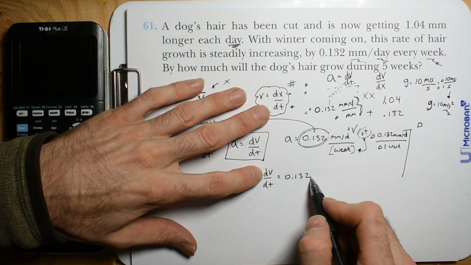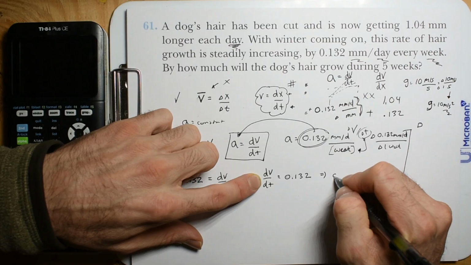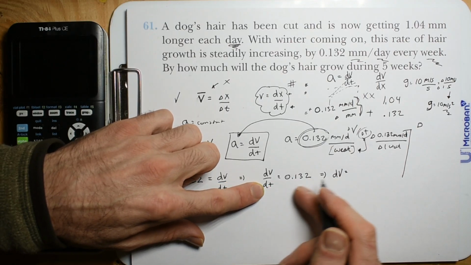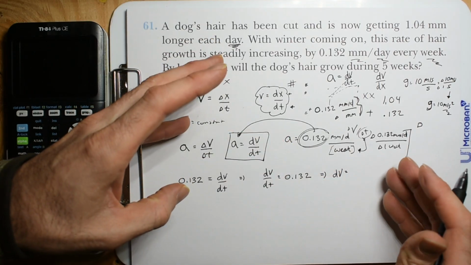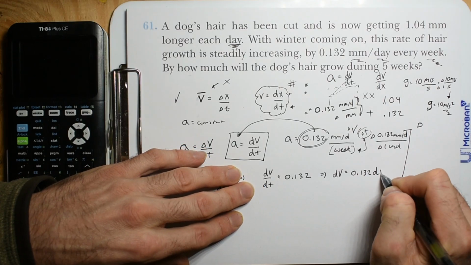Okay, so this is a function of time. That was what I was getting at. So we can write this dv. We can bring this dt up here. This is the process where you separate variables. So we have 0.132 dt.